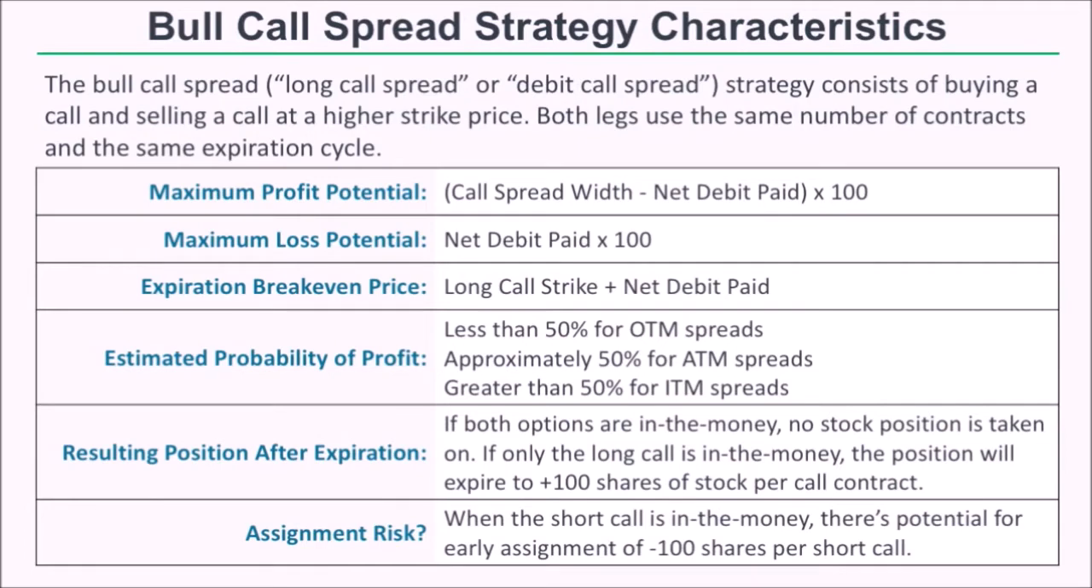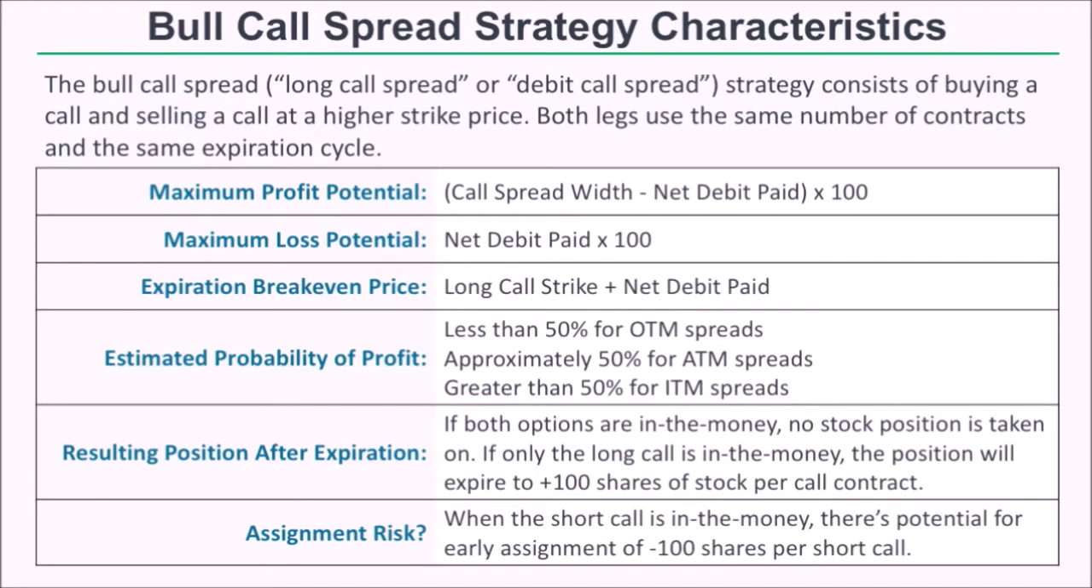Now the estimated probability of profit really depends on the relationship between your call spread and the stock price. If you purchase a far out of the money call spread, your probability of profit will be less than 50%. If you purchase an at the money call spread, so you buy, maybe one strike in the money, sell one strike out of the money, you'll have a probability of profit right around 50%. Now, if you buy a deep in the money call spread, your probability of profit will be greater than 50%.